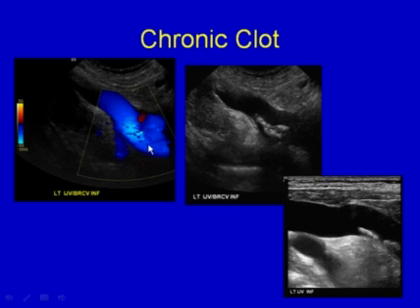Notice here again, the color can obscure this. You want to make sure you look with grayscale as well, and that way you will see the clot as well as see the calcium within it.